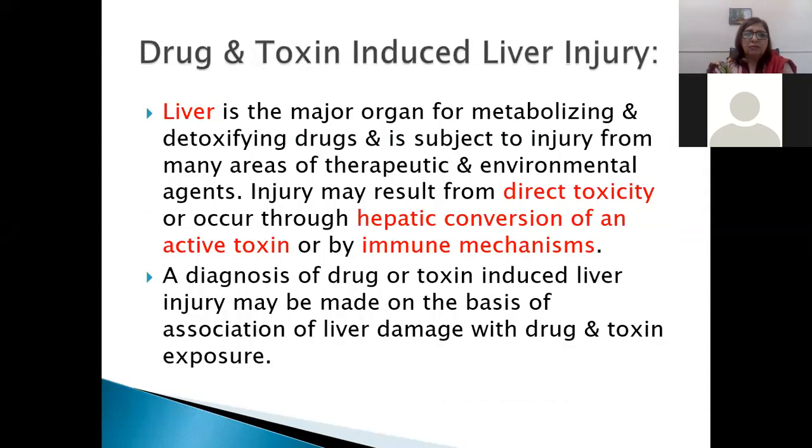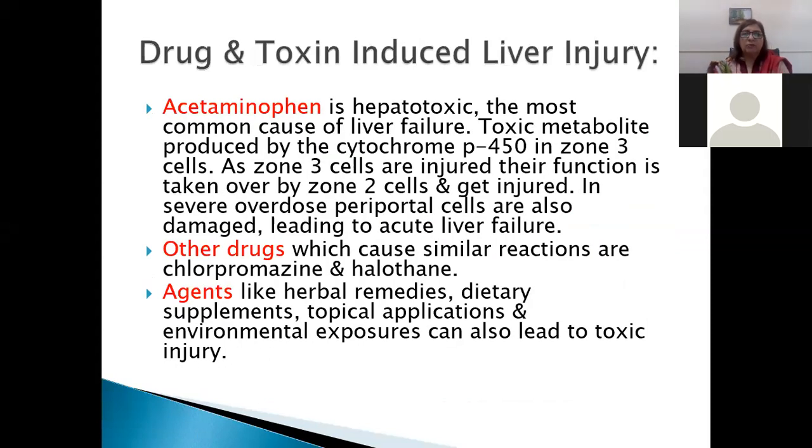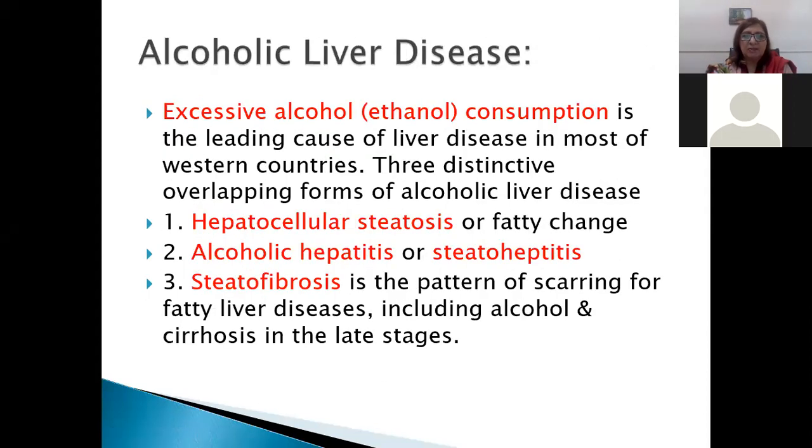So drug and toxin, I've told you we have already done. We did it when I did acute liver failure, so I'm not going into the details. Most important is acetaminophen, which is a hepatotoxic drug, the most common cause of liver failure, and toxic metabolites are produced by cytochrome P450 in the zone 3 cells. As zone 3 cells are injured, their function is taken over by zone 2 cells and they get injured. And in severe overdose, periportal cells are also damaged, leading to acute liver failure. We have already done that, so I'm not going into the details.